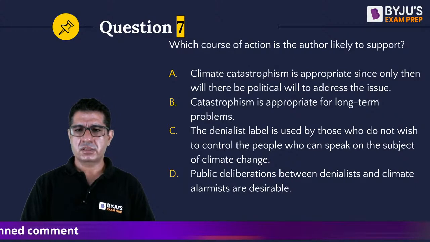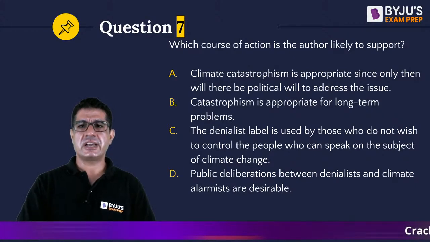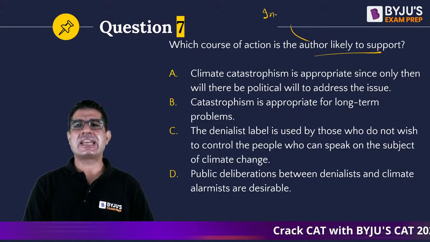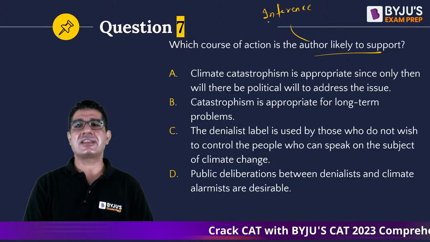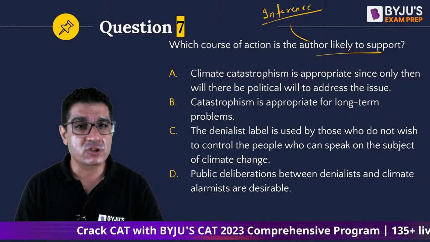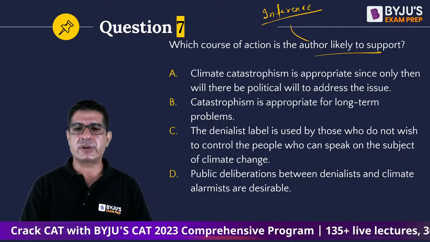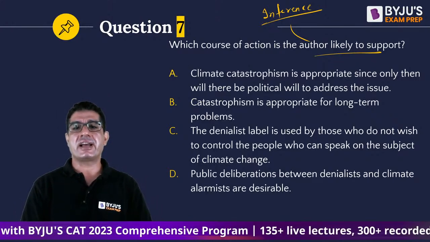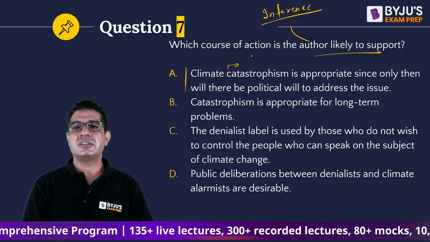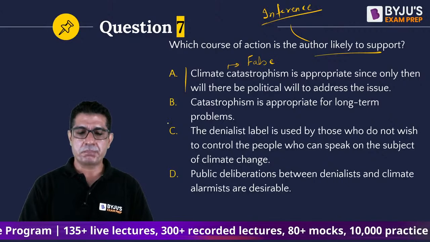Okay, Vedant is the first one to give us the answer. So you notice, likely to support is essentially what? An inference based question. Anything that is consistent with the passage, that can be termed true on the basis of the information supplied by the passage, is the one that we mark as our answer. So when you say A, this is false according to the passage.